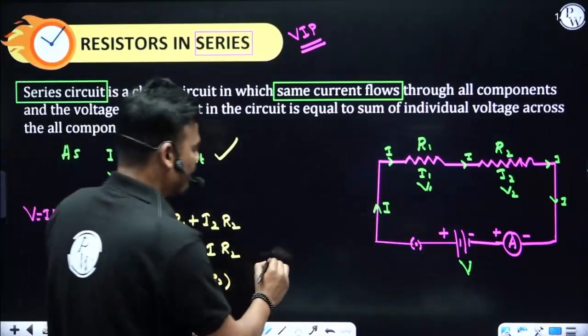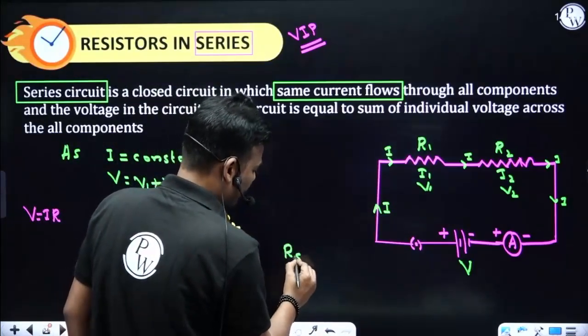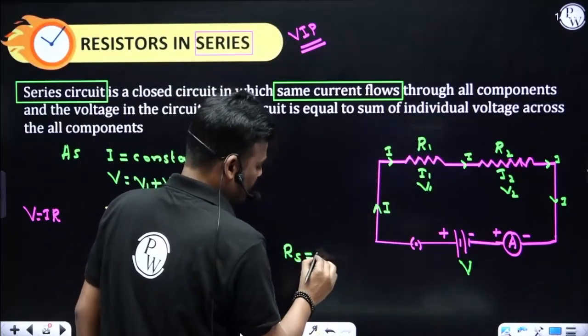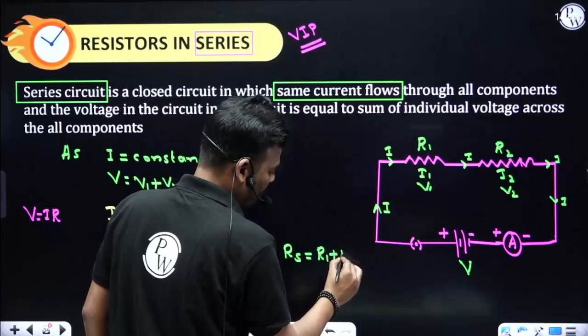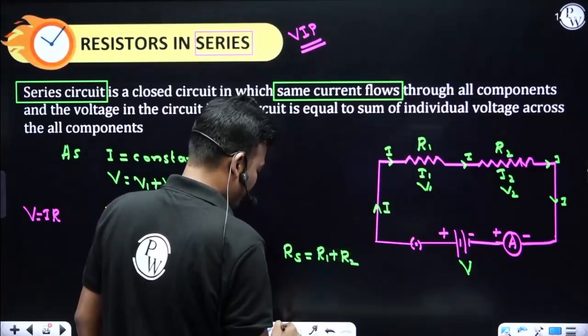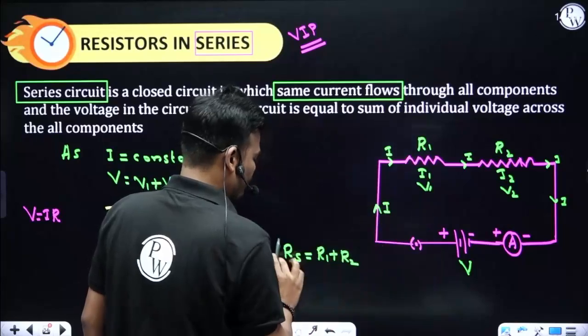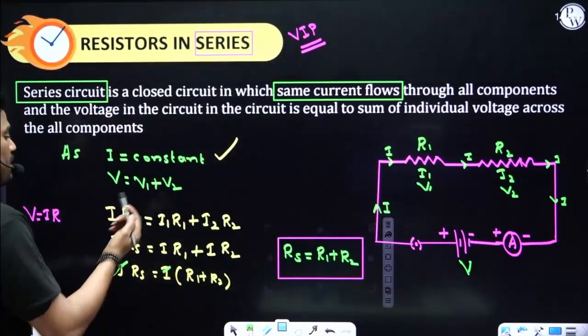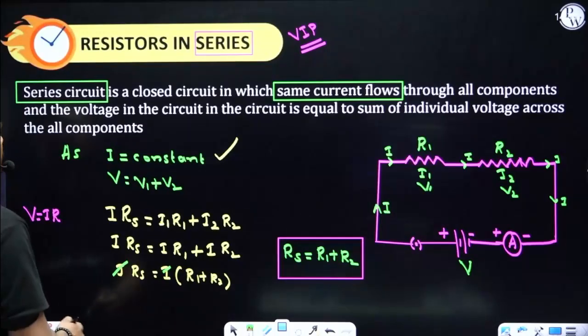So finally, the resistance of resistors in a series combination is given by R1 plus R2. So directly you can add, in case of a series combination. Got it? Now let's move on to some important points regarding resistors in series.